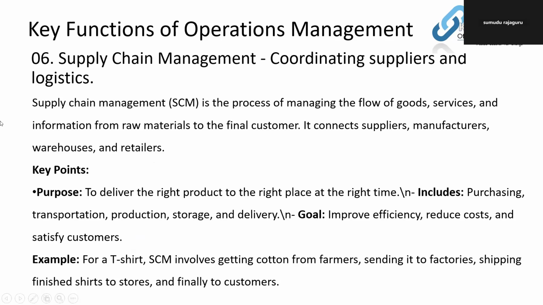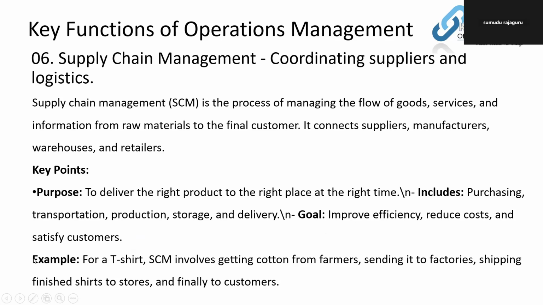So when we move to the key points, what is the purpose of supply chain management? To deliver the right product to the right place at the right time. So it includes purchasing, transportation, production, storage, and delivery. What are the goals? Improve efficiency, reduce cost, and satisfy customers.